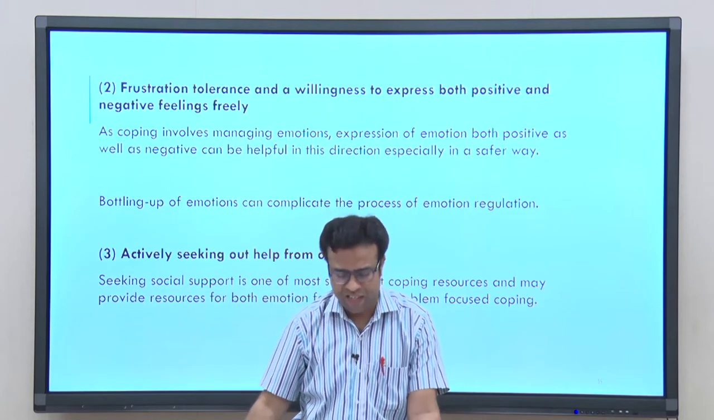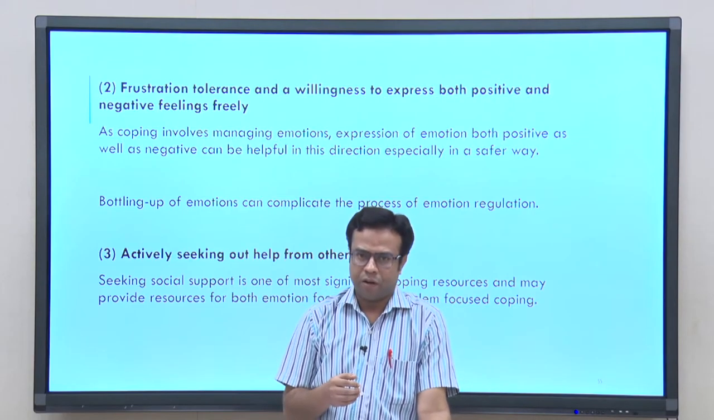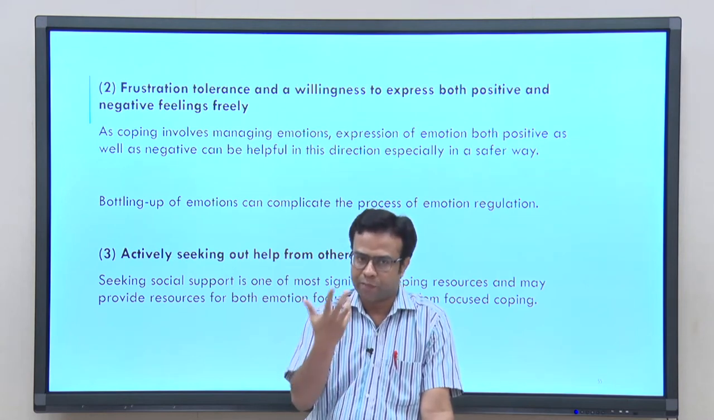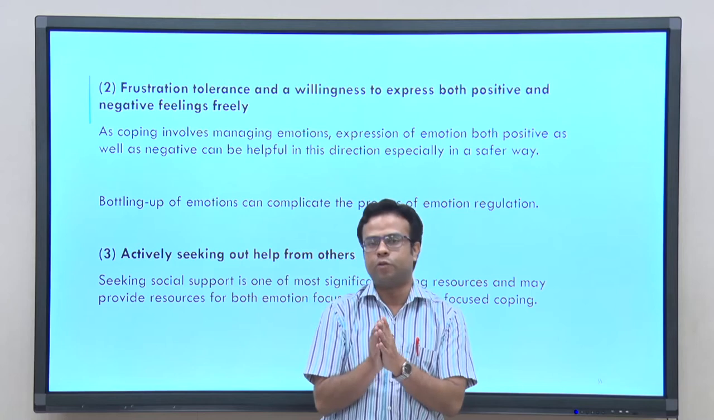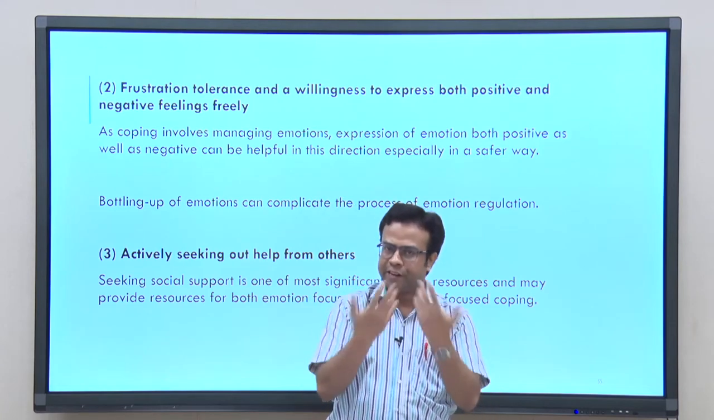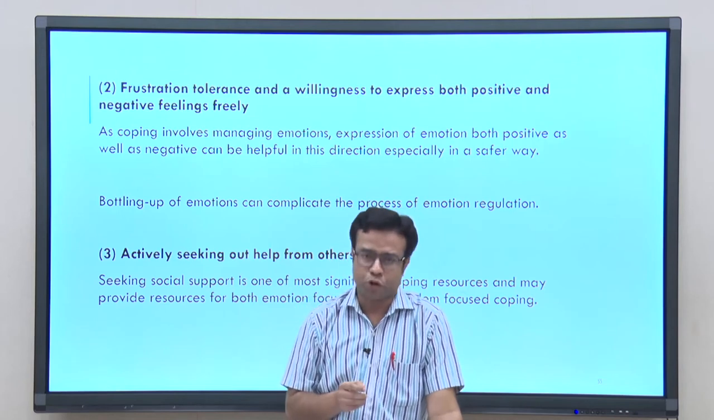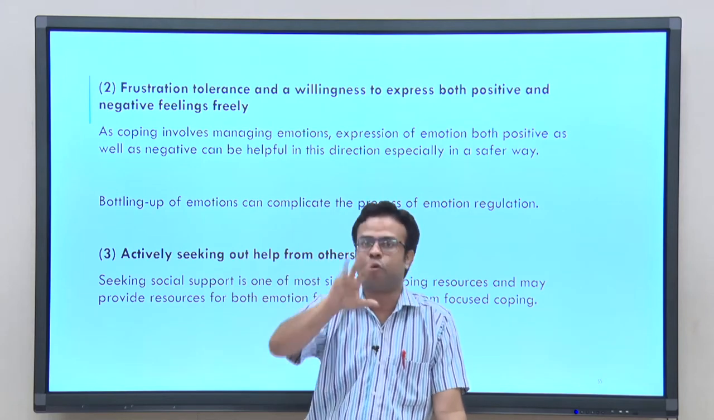The second characteristic Kaplan described of effective coping is frustration tolerance and a willingness to express both positive and negative feelings freely. Especially at the initial level of dealing with stressful circumstances, dealing with the frustration is very important. And one aspect is expressing the emotion, rather than bottling up. When we say expression of emotion, it doesn't mean that you get angry and start pouring your anger on someone else. It means if you feel whatever positive or negative emotions in a situation, primarily maybe negative emotions, you express it in a safer way rather than on somebody else, which will complicate the situation.